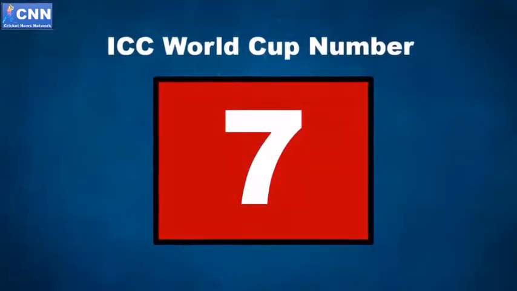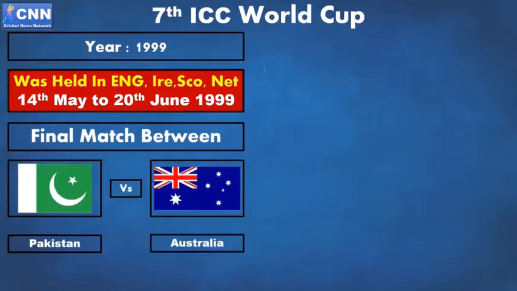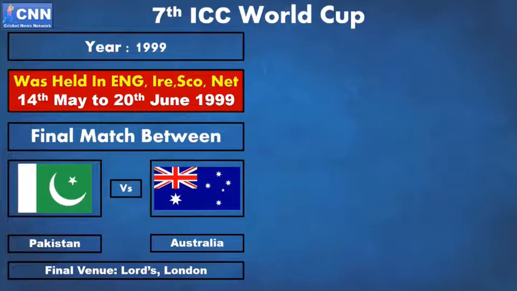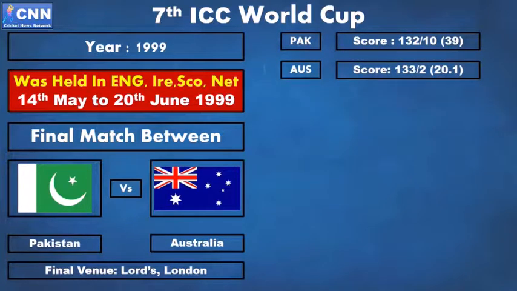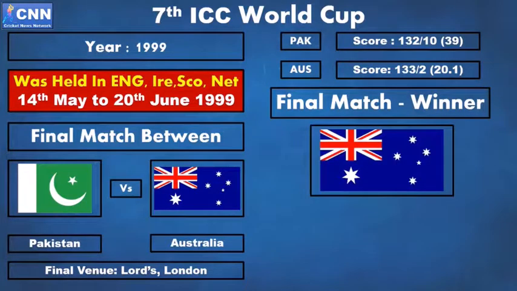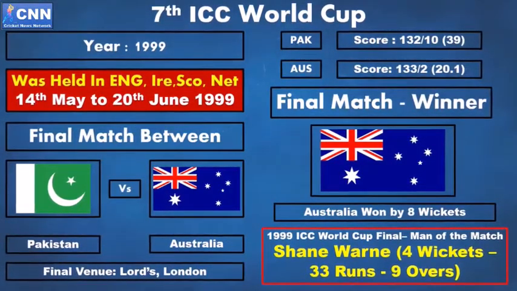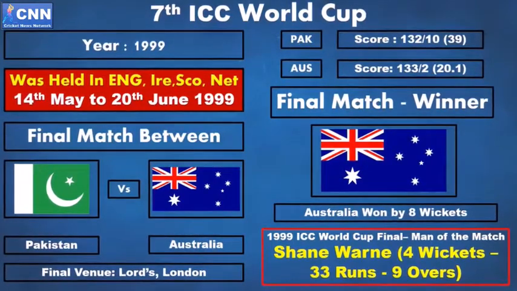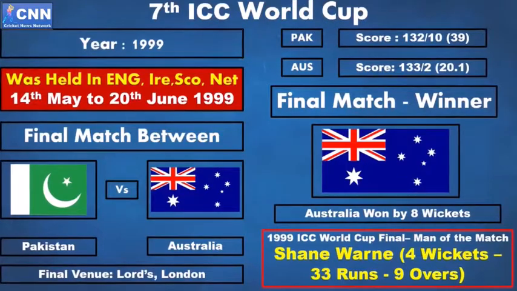ICC World Cup number 7. The 1999 Cricket World Cup was the seventh edition of the Cricket World Cup, organised by the International Cricket Council. It was hosted primarily by England, with some games being played in Scotland, Ireland, Wales and the Netherlands. The tournament was won by Australia, who beat Pakistan by 8 wickets in the final at Lord's Cricket Ground in London.